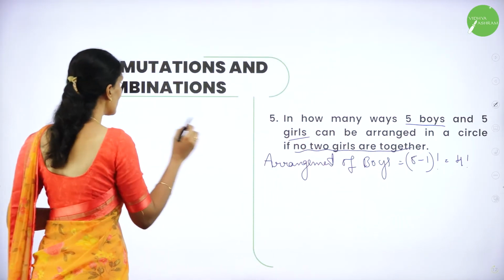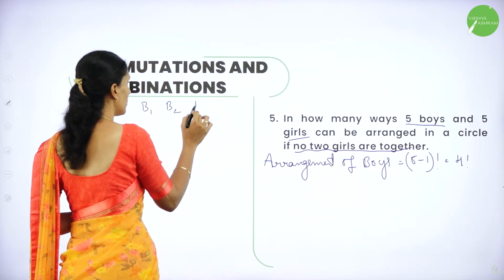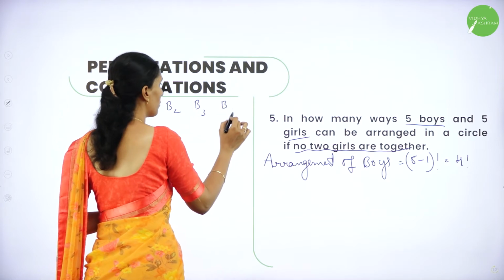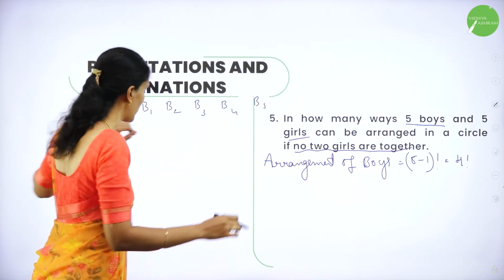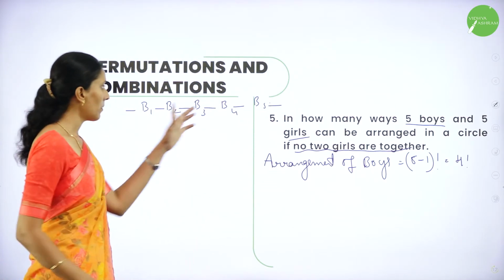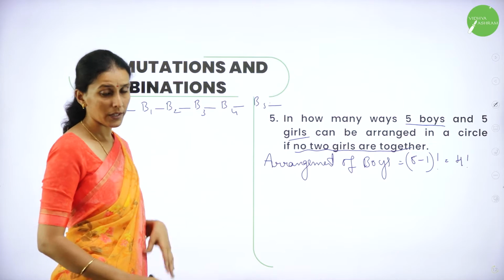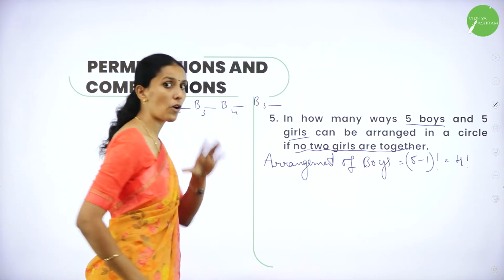In case of linear permutation, suppose you have boys like this, B1, B2, B3, B4, B5. You have to fill the girls in between the boys. Either you start from first or from last or in between them, so that no 2 girls are together. So you will be having 6 places for 5 girls.